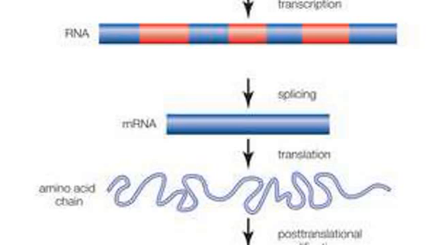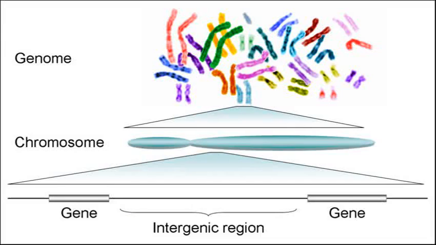Viral genomes can be composed of either RNA or DNA. The genomes of RNA viruses can be either single-stranded RNA or double-stranded RNA, and may contain one or more separate RNA molecules. DNA viruses can have either single-stranded or double-stranded genomes.